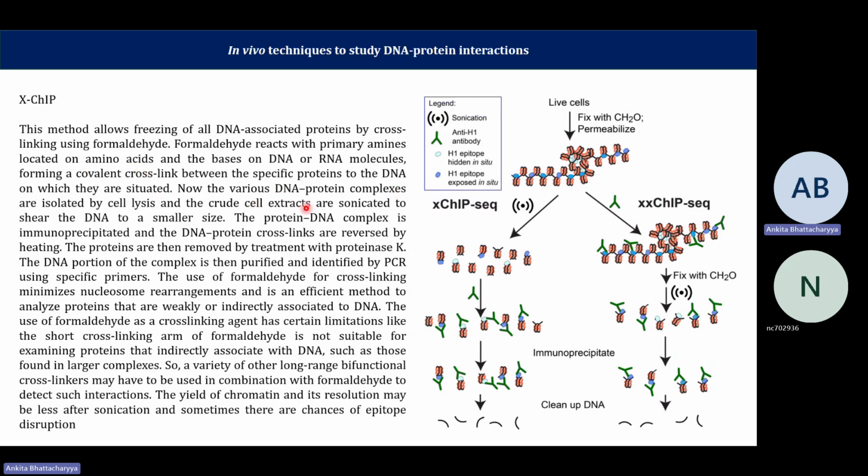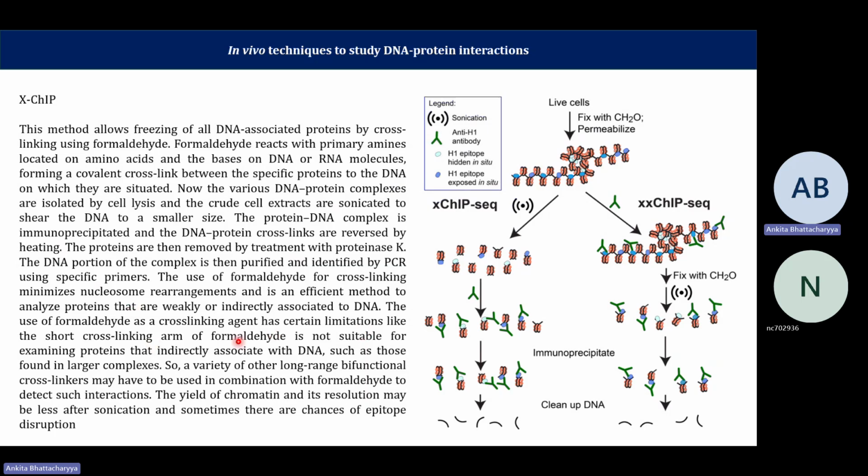Now, these DNA protein complexes can be isolated by cell lysis, like we talked about, and the crude cell extracts can be sonicated to shear the DNA to a smaller size. Then the protein DNA complex is immunoprecipitated, and the cross-links are reversed by heating. Proteins are removed by proteinase K. The DNA portion of the complex can be purified and identified by PCR, and the use of formaldehyde for cross-linking minimizes nucleosomal rearrangements and is a very efficient method to analyze those proteins which have weak binding to your DNA.